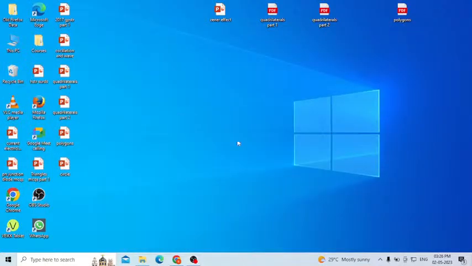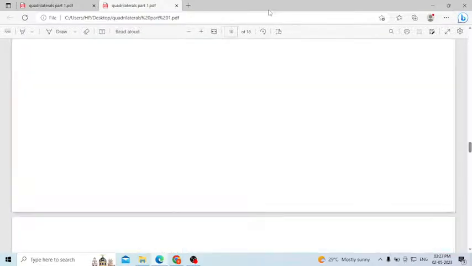Yes, today I am going to discuss one of the important topics, that is quadrilateral. In this class we will study about quadrilateral, then types of quadrilateral, then area of quadrilateral. Everything we will discuss in detail. Then after this class I am going to discuss a few MCQ questions based on the topic quadrilaterals.